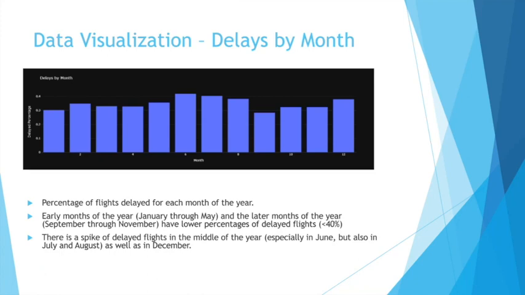This visualization describes the percentage of flights delayed for each month of the year. We see that the early months of the year and the later months of the year, except December, have lower percentages of delayed flights. There is a spike of delayed flights in the middle of the year as well as in December. This data makes sense, as the summer months and the holiday season are typically busier months for air travel.